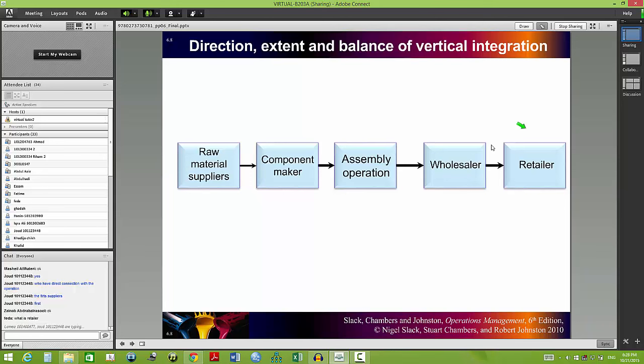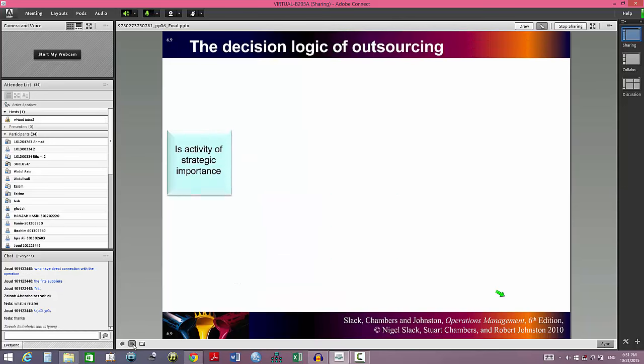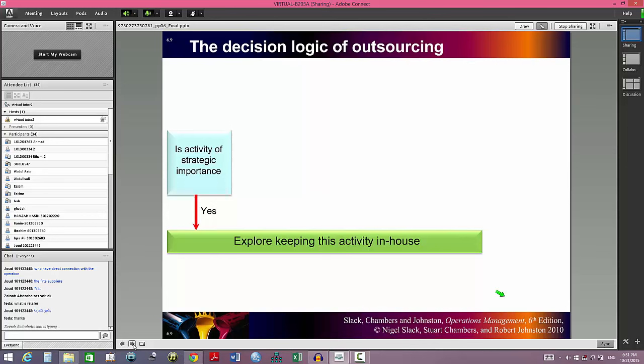Okay, let me show you these two ideas. The integration on this side is the upstream vertical integration, whereas the integration in this direction, we call downstream vertical integration. Okay, here we have what we call outsourcing.